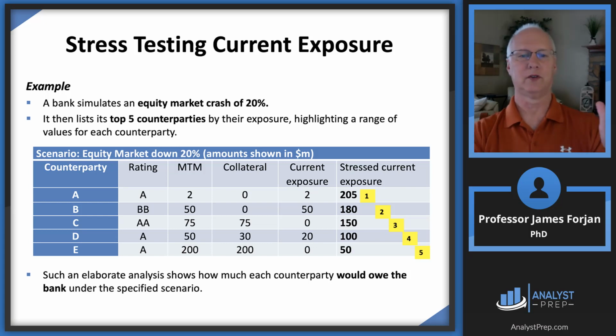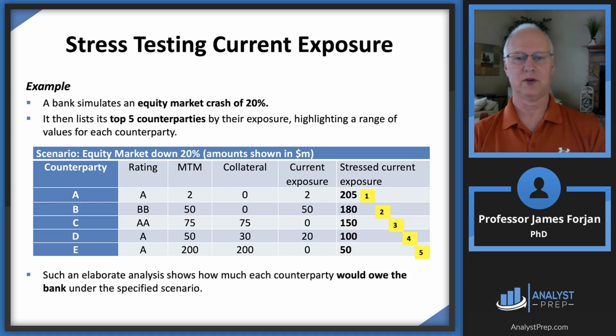So think of this Excel spreadsheet where we're going to stress the current exposure. We're going to say something like, suppose the equity market declines by some big amount, right? What happens to current exposure? And so those numbers over there on the far right column are just hypothetical amounts that are the result of stress testing on an Excel spreadsheet. So notice the bottom block point, how much each counterparty would owe the bank under that specified scenario. And then we rank them according to their stressed current exposure.